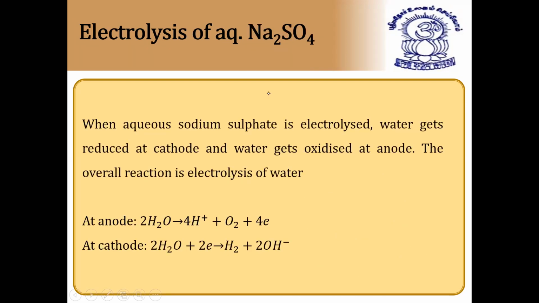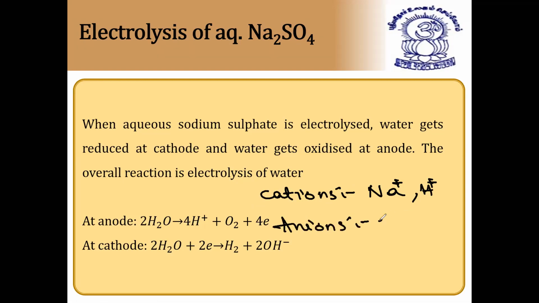In aqueous sodium sulfate, we have two cations and two anions. One cation is H plus, another cation is sodium plus. And of the two anions, one is OH minus, another is SO4 2 minus. So the cations formed after electrolysis of aqueous sodium sulfate are Na plus as well as H plus, and the anions are sulfate ions, SO4 2 minus, as well as OH minus ions.